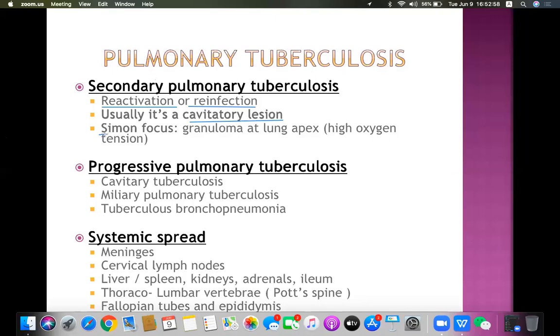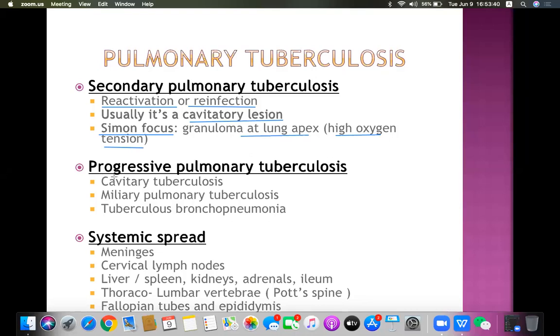There is one important pathological term known as Simon focus. This Simon focus means a granuloma is formed at the apex of the lung where there is high oxygen tension. Mycobacterium tuberculosis is an aerobic bacillus. Without oxygen it will die. It loves those areas which are rich in oxygen, and the apex of the lung has high oxygen tension. So they multiply there, resulting in formation of granuloma, which is known as Simon focus. Please underline this. This is an important question in different exams.